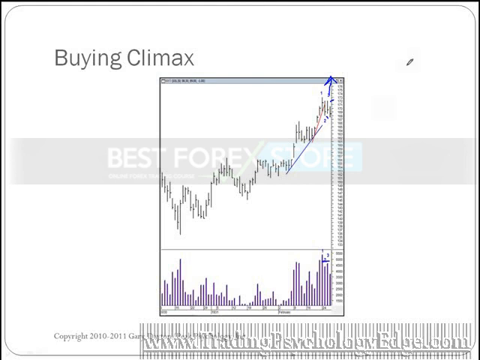And Wyckoff would actually begin to take shorts here. He'd have a list of stocks that were acting weaker than the market, and he would be looking to begin to take, maybe not full positions, but begin to take short positions in the weaker stocks in anticipation of a decline from these highs. Okay?